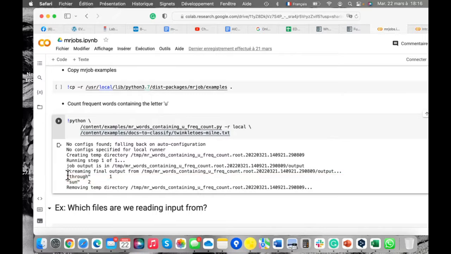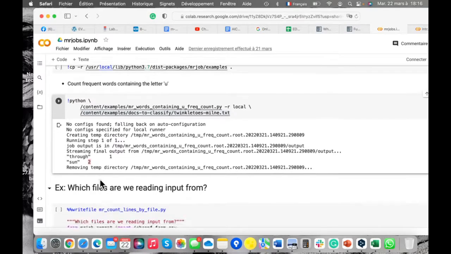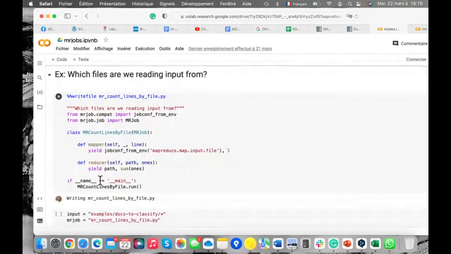They say that the words containing U in the string are through and son, and that they appear once for through and twice for son. So it's only words containing the letter U, and then we count the frequency. So how does it look?